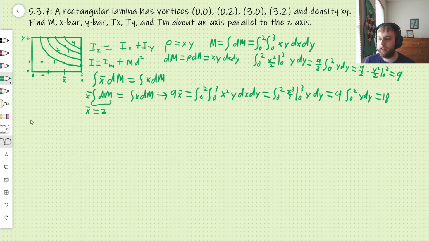Okay, so now we need to find our y bar. Well, we'll write it the same way as we did the other one. Y bar equals that.